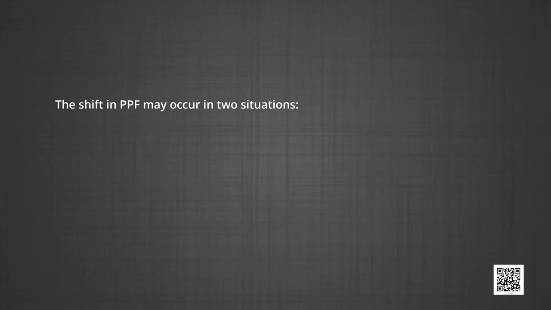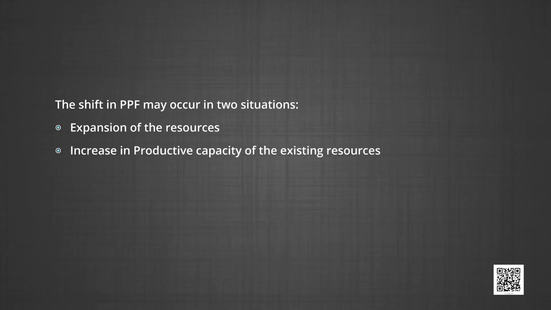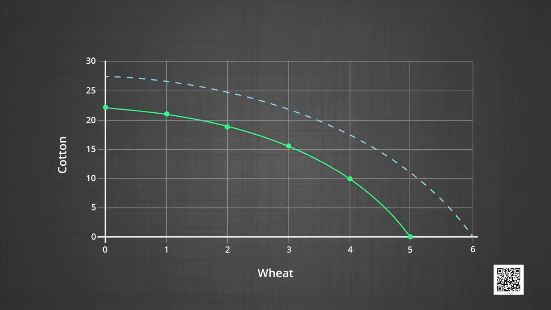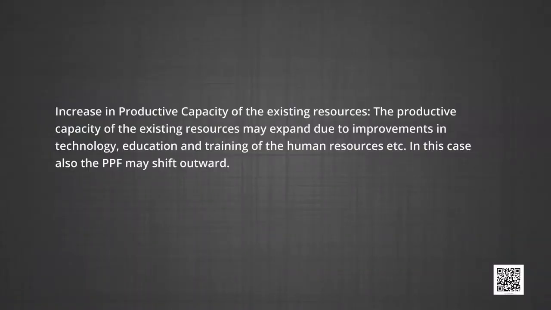The PPF may shift in two situations. One, the expansion of resources, and two, in case of an increase in the productive capacity of the existing resources. When the expansion of resources takes place, there is an increase in the resources. For example, more people have joined the labor market, or more land becomes available for cultivation, and the PPF shifts outward. The productive capacity of existing resources may expand due to improvements in technology, education, training of the human resources, etc. In this case also, the PPF may shift outwards.